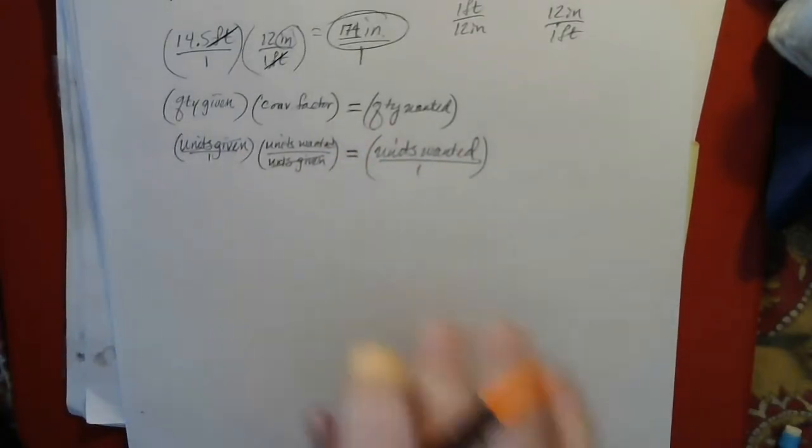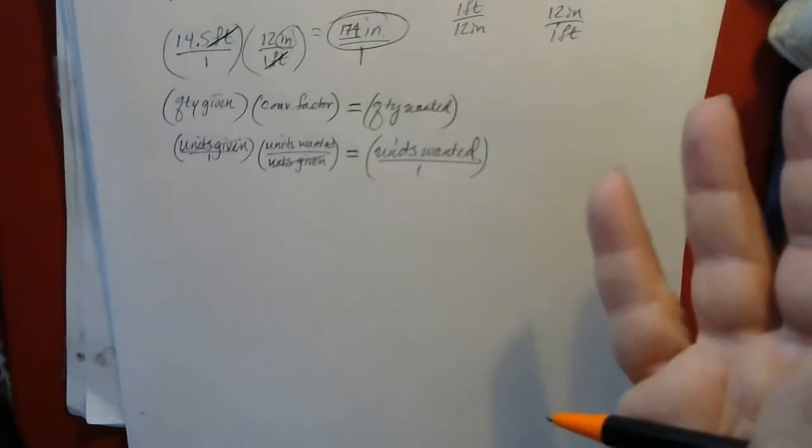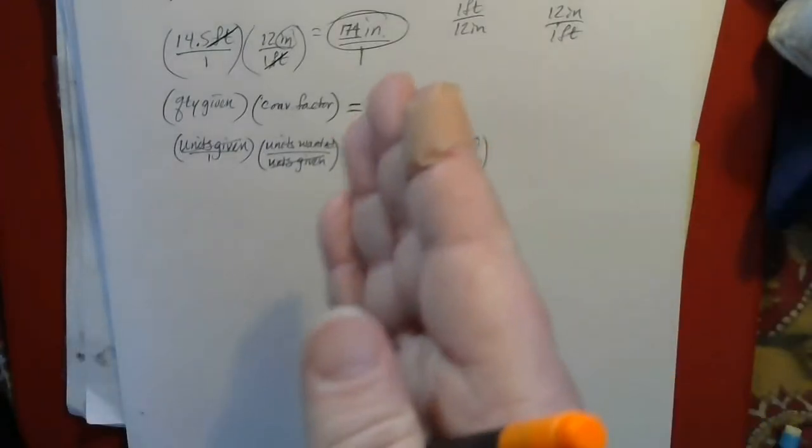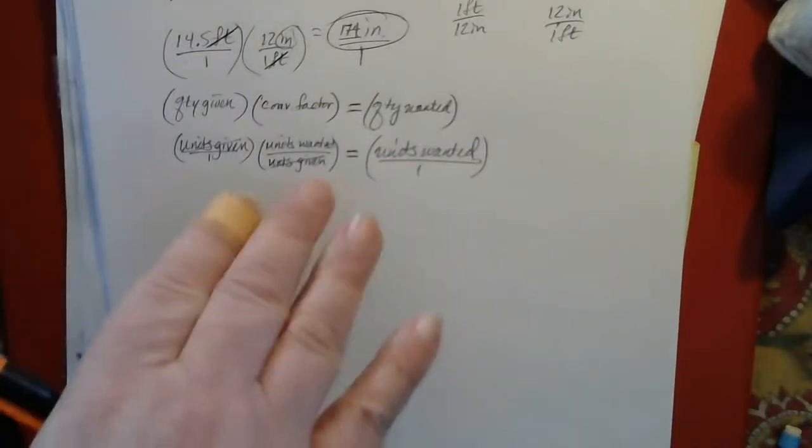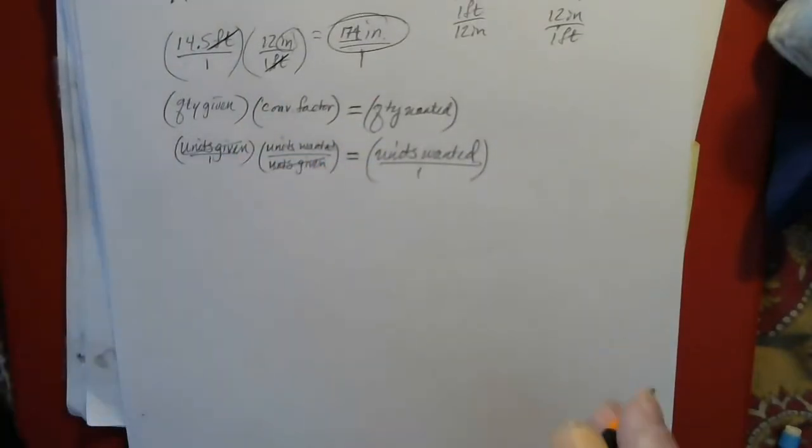So normally in the conversion factor, you would want the new units to be on top. The units you're going to will be on top of the conversion factor, and the old units, the units you want to get rid of, will normally be on the bottom of the conversion factor. And then you get the units you started with to cancel out, and you'll end up with your new units.